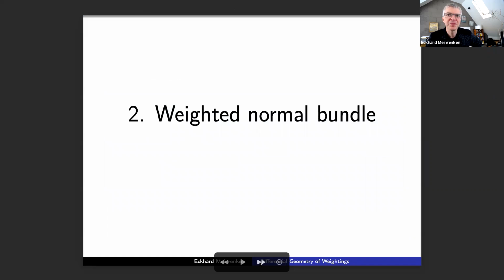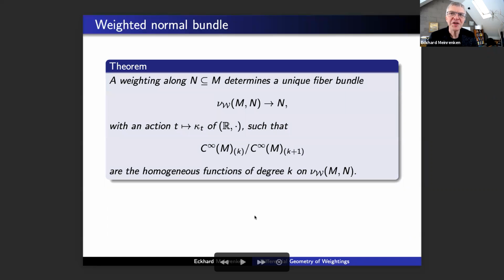Okay, weighted normal bundle. Our observation is that if you have a weighting along N, defined either in terms of this filtration on the algebra of functions or in terms of this subbundle Q of the rth tangent bundle, this determines a fiber bundle along the submanifold, again with an action of this monoid of multiplicative scalars. So there's a scalar multiplication on it in such a way that the associated graded of our filtration of functions are exactly the homogeneous functions of degree k. So you might say the polynomials of degree k.